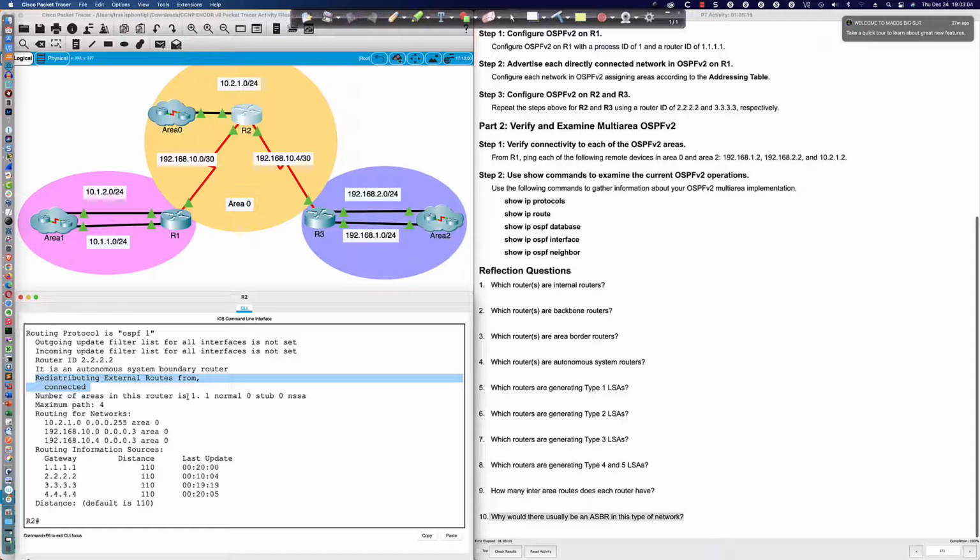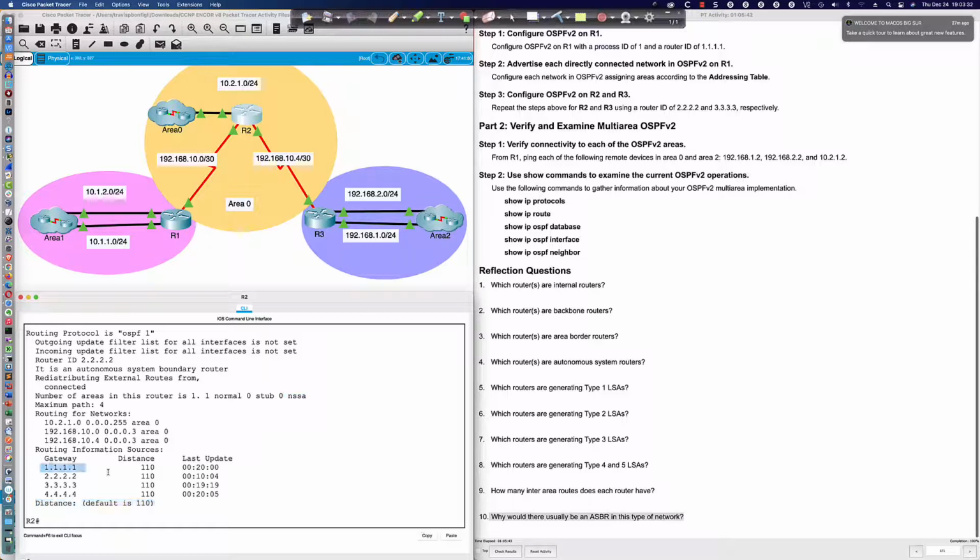Number of areas in this router is 1. We are only in area 0. No stub networks, no not so stubby networks. Again, when you get into more advanced material in the ENSARI course, you're going to start talking about stub networks, the different types of stub: stub, totally stubby, not so stubby, totally not so stubby. And what else are we interested in here? The administrative distance, and there it is, 110.